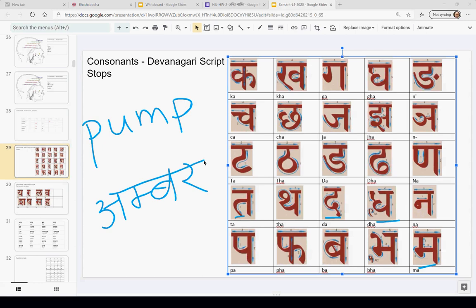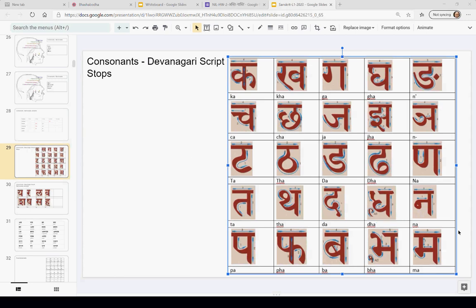Amba also. Amba means mother. Ambara means sky and also vastram, cloth. Both the meanings are there. Anyway, so that is about the pronunciation.